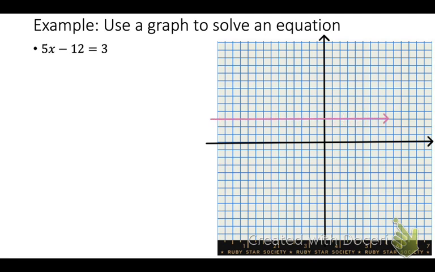I think I'll be able to count by ones this time, hopefully. Okay, and then what? Down 12. Up 5, right 1. Up 5, right 1.